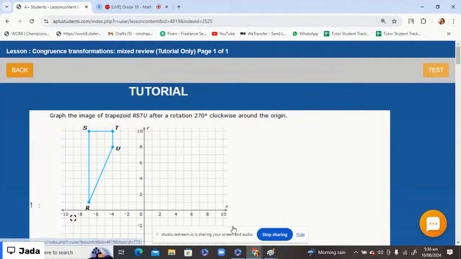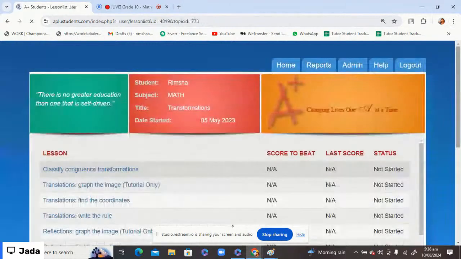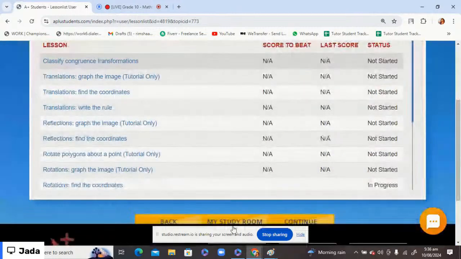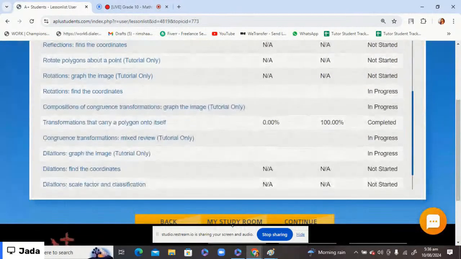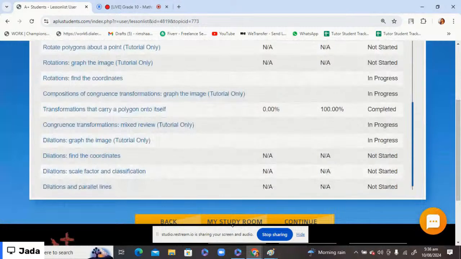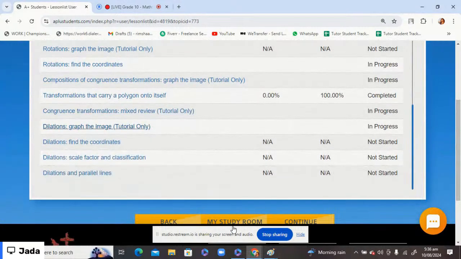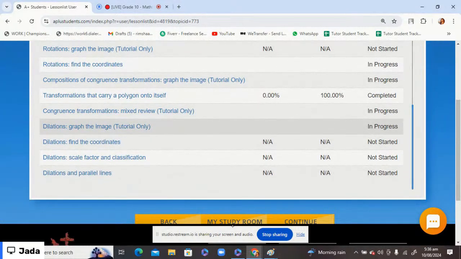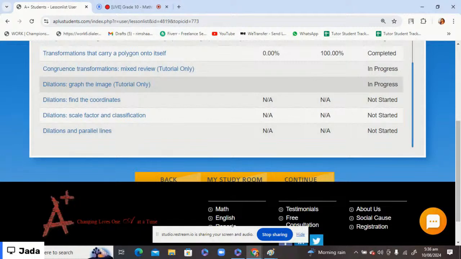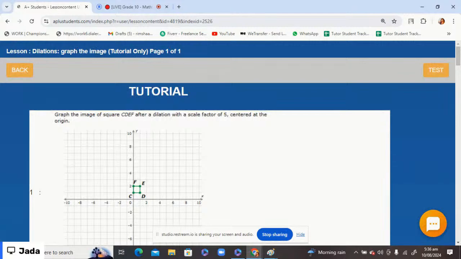Hope you guys understand this lesson as well. So, the last lesson of the day is dilation, graph the image. So, first of all, let me tell you what is the meaning of dilation in maths, okay?